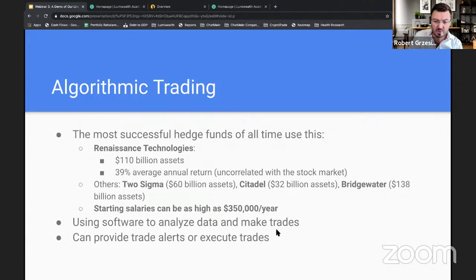And then importantly as well, it can either provide trade alerts and you could enter them manually, or you could just have it automatically execute trades for you, right? So not every single person that uses algorithmic trading wants to have the machine actually execute for them. Some people do want to have an alert and then you trade off of that. Some people prefer to have it execute on their behalf. It just depends on what you're doing exactly.